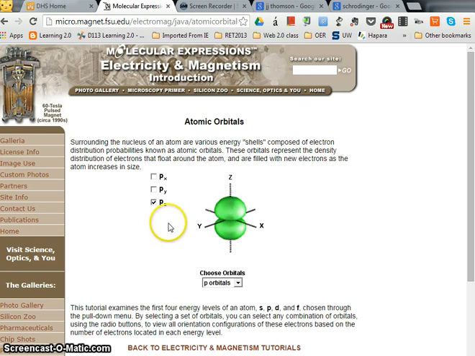But look carefully what happens when I have them in sets of 3. Wow, together they make a region of space that is almost, not exactly, but kind of spherical. So when you have 3 p orbitals, you get this spherical region of space. So it's kind of like dividing this up into 3 different regions. So here we have the 3 p orbitals together.